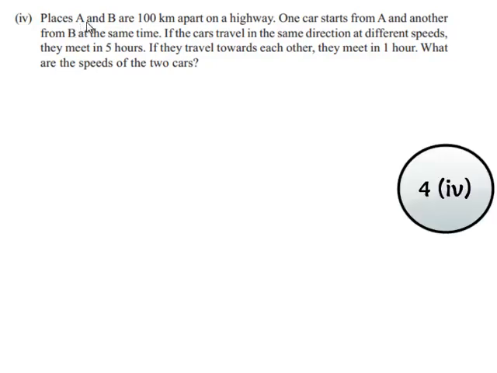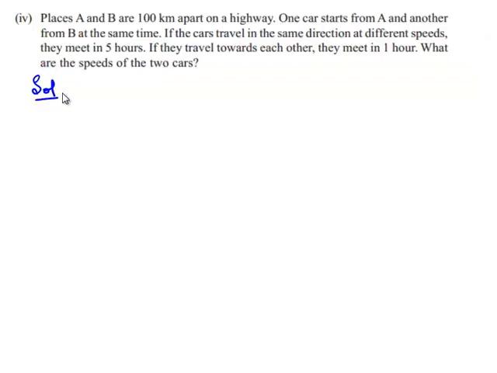Coming to the fourth bit, places A and B are 100 kilometers apart on a highway. One car starts from A and another from B at the same time. If the cars travel in the same direction at different speeds, they meet in 5 hours. If they travel towards each other, they meet in 1 hour. What are the speeds of the two cars?